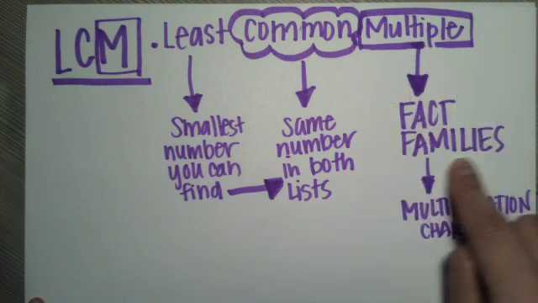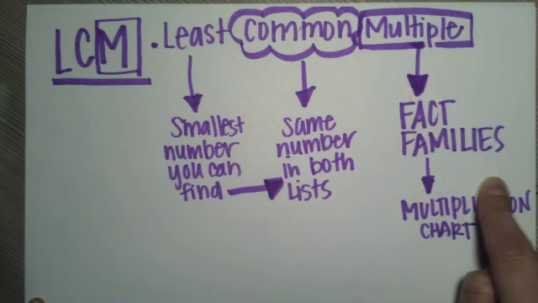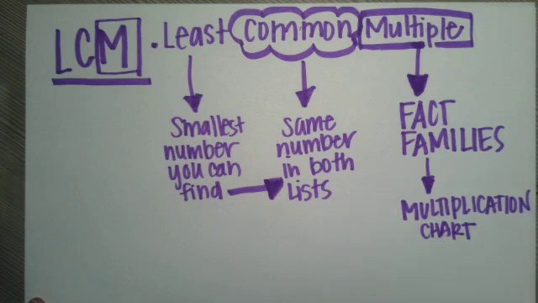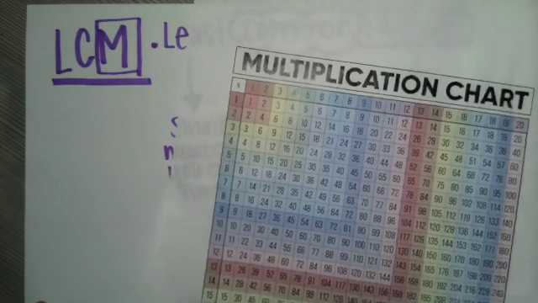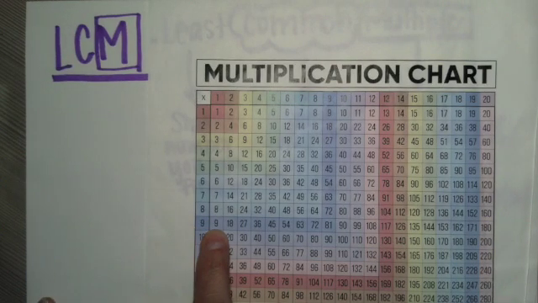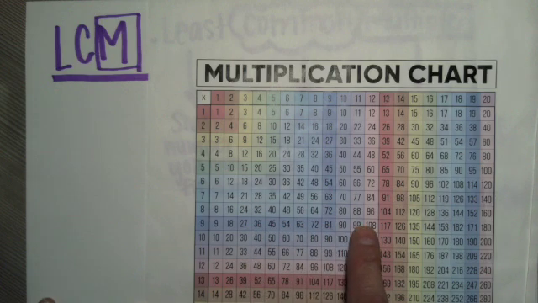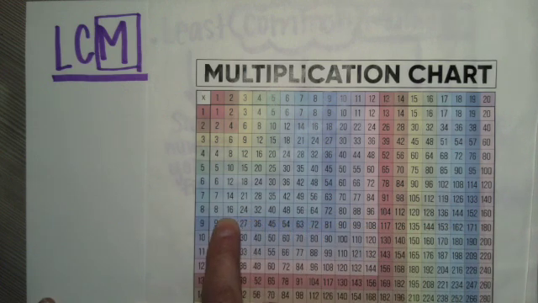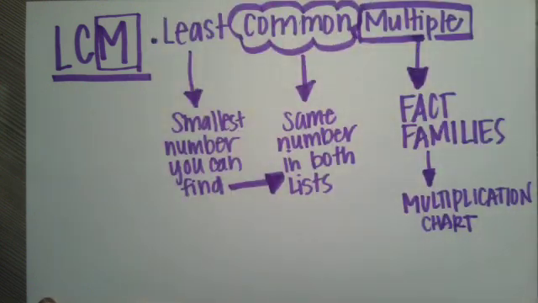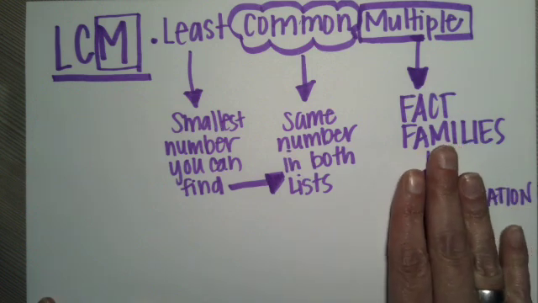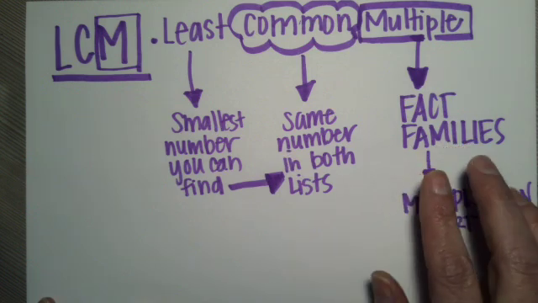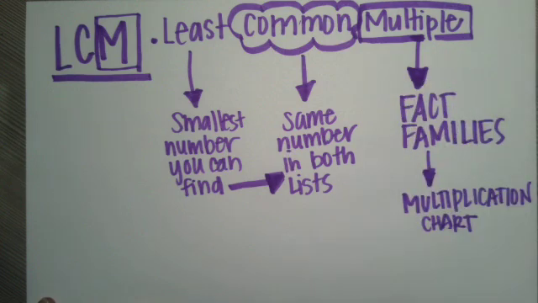Multiple has to do with fact families, and it's the numbers that you would find on your multiplication chart. For example, when you say your multiples of 9, 9 times 1 is 9, 9 times 2 is 18, 9 times 3 is 27, 9 times 4 is 36, 45, everything in this row of 9s, those are all multiples of 9. They're all in the 9s fact family. So that is your biggest difference, that they're the answers to your multiplication problems.